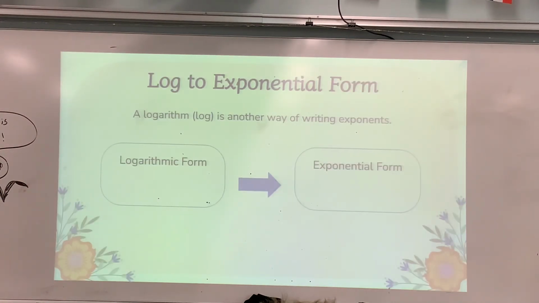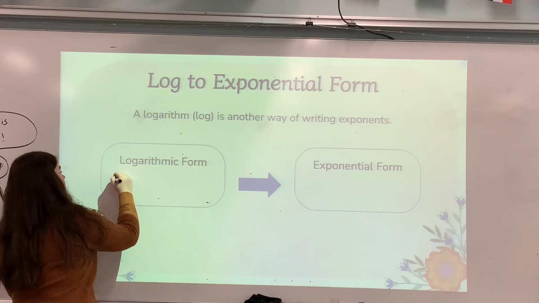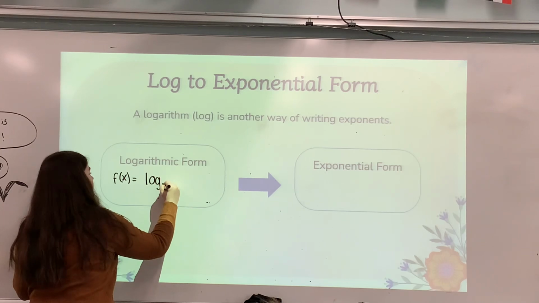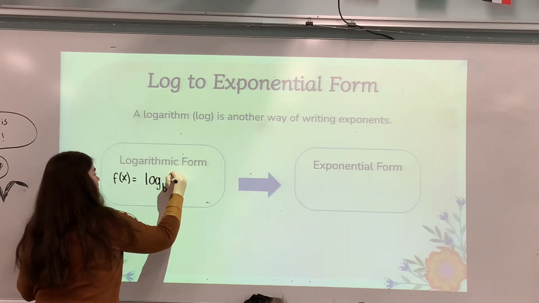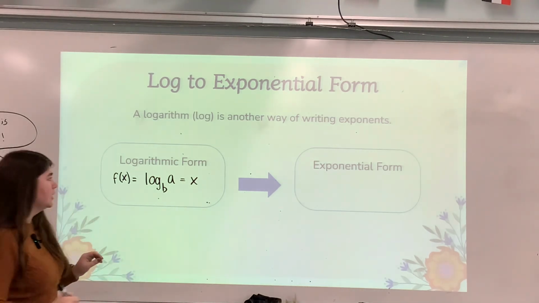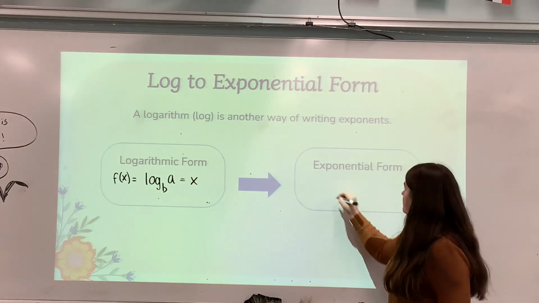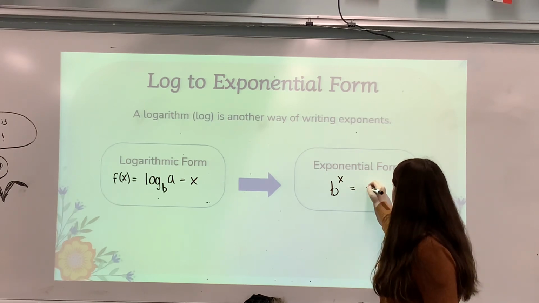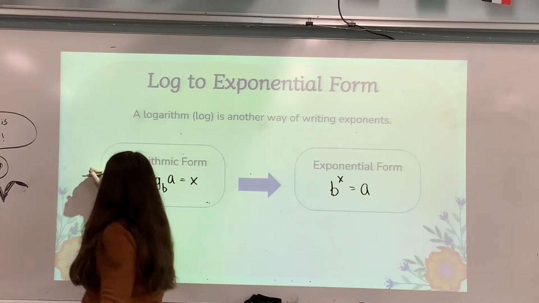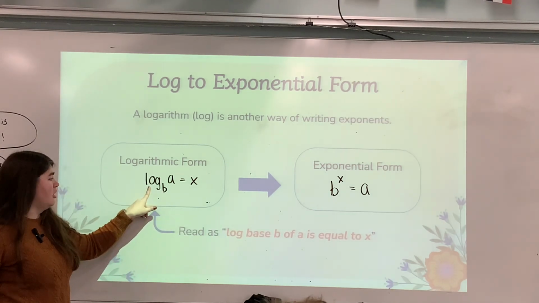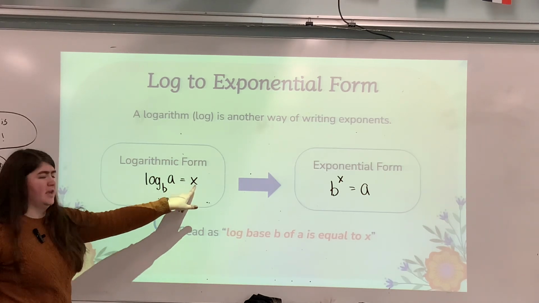So log to exponential form, so another way of writing exponents, the logarithmic form would be f of x is equal to log base b of a is equal to x. Then exponential form would be b to the power of x is equal to a, and we don't actually need this f of x part. Sorry about that, I'm just used to writing it. Logarithmic form, we read this as log base b of a is equal to x.